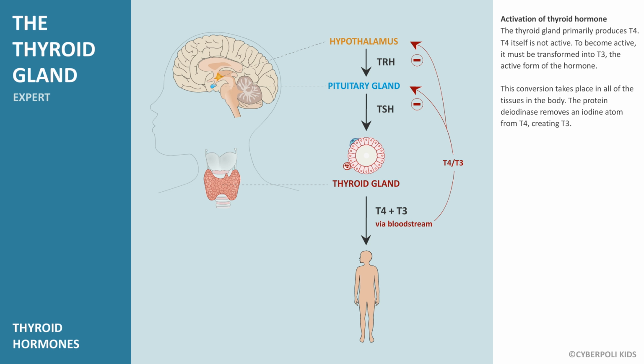The thyroid gland primarily produces T4. T4 itself is not active. To become active, it must be transformed into T3, the active form of the hormone. This conversion takes place in all of the tissues in the body. The protein deiodinase removes an iodine atom from T4, creating T3.